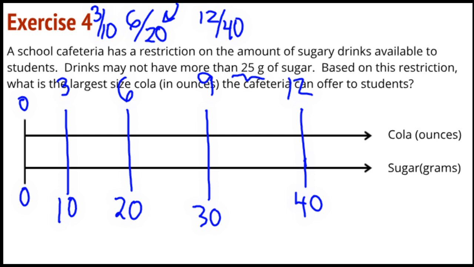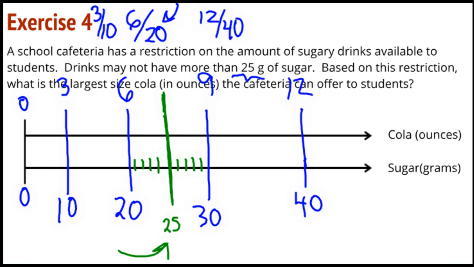All right, so I need 25 grams of sugar. Well, I know that 25 is in between 20 and 30. Matter of fact, I know that 25 is the middle. 25 is the middle. It's halfway. 21, 22, 23, 24. There's 25, 26, 27, 28, 29. I know that 25 is the exact middle.